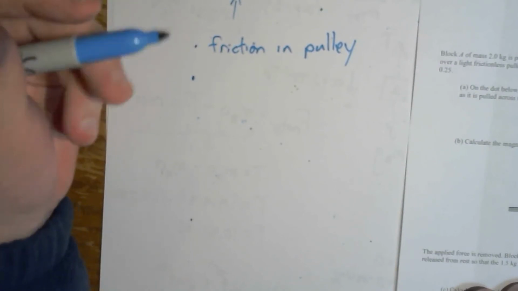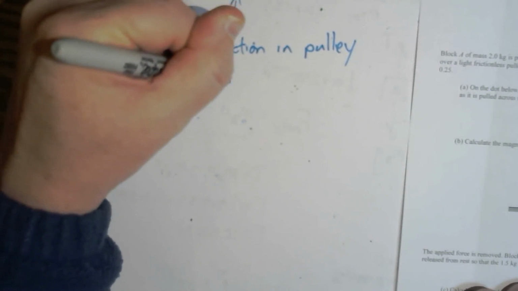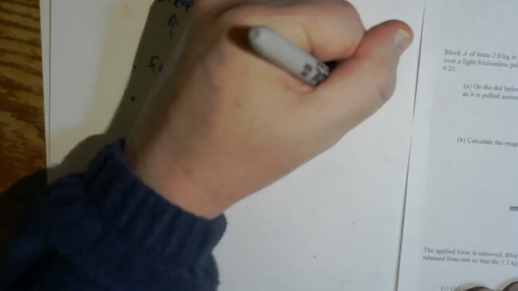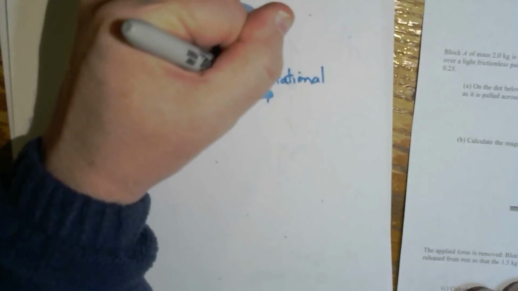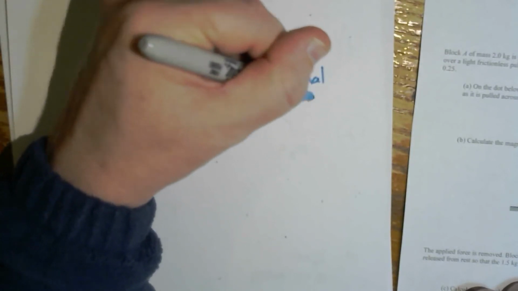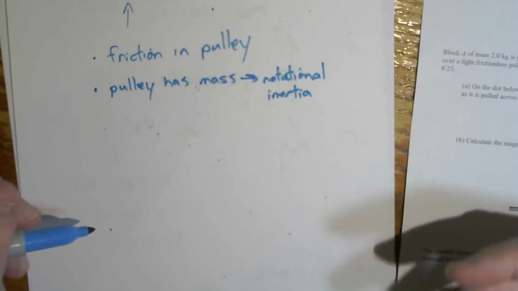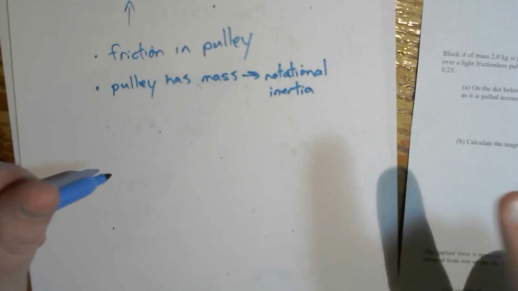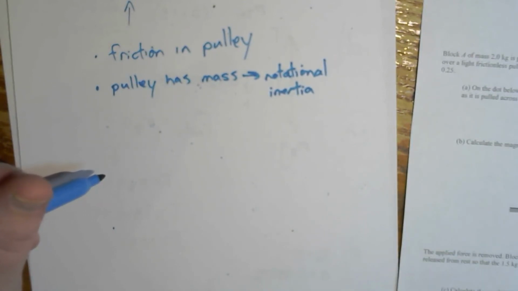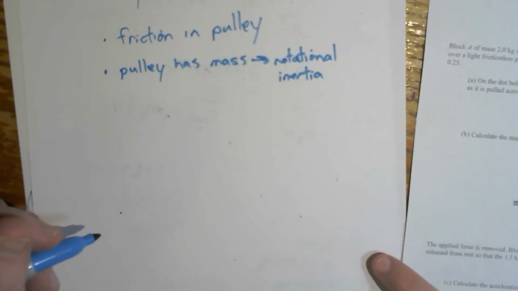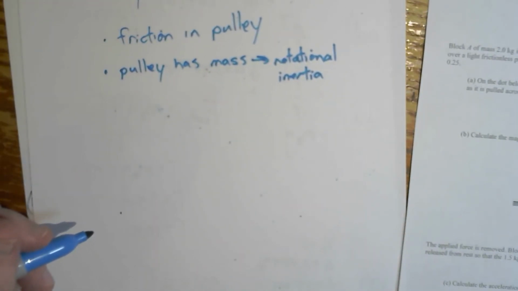You could also say that the pulley has mass. And by extension, if it has mass, it has rotational inertia. And if you remember from the rotation unit, anytime you have rotational inertia, it makes it difficult to rotate it. It's just like linear inertia, regular plain old mass. But in this case, if it has rotational inertia, it's hard to get that wheel to turn. And so it's going to kind of bog your system down a little bit. So that's another reason why this experimental acceleration would be different. Okay.